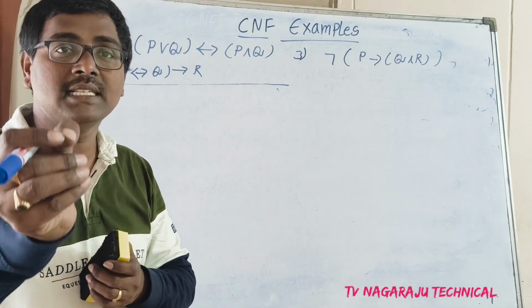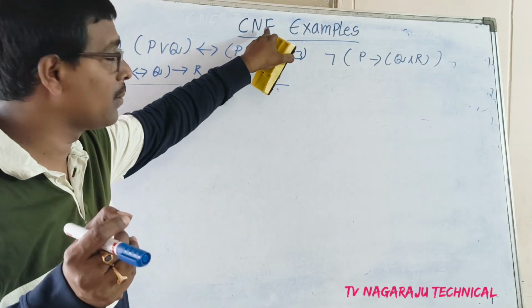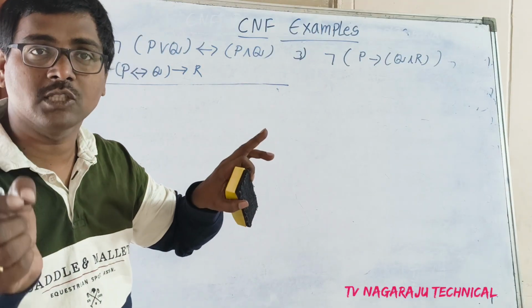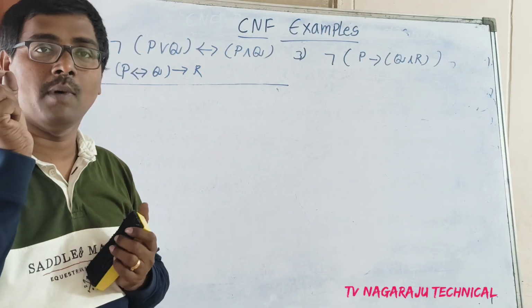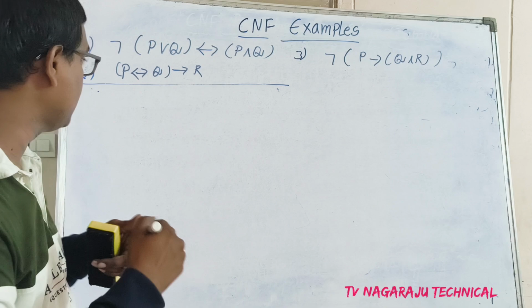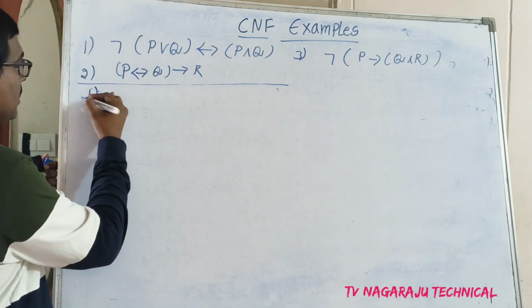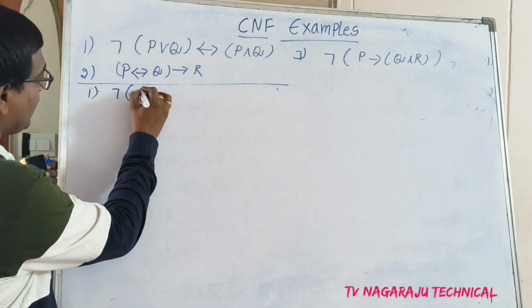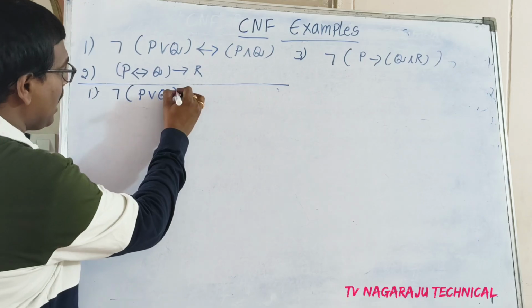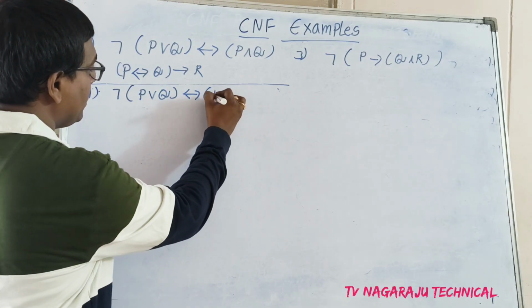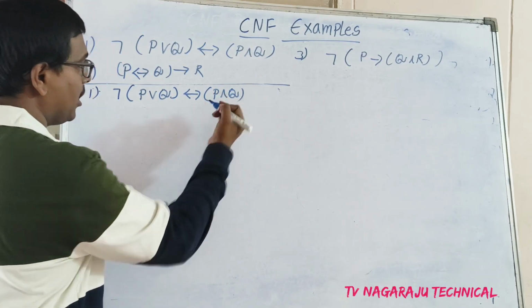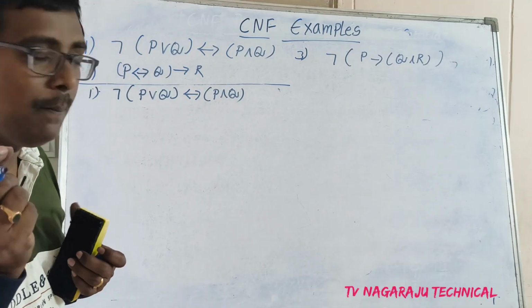First of all, what is a CNF? Conjunctive normal form. It is the expression converted in the form of product of sums. Now coming to the first example, negation of P biconditional Q. How to remove the biconditional?